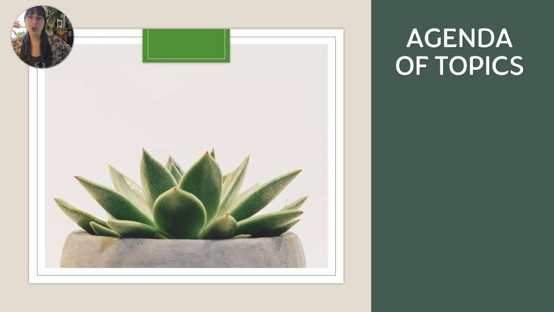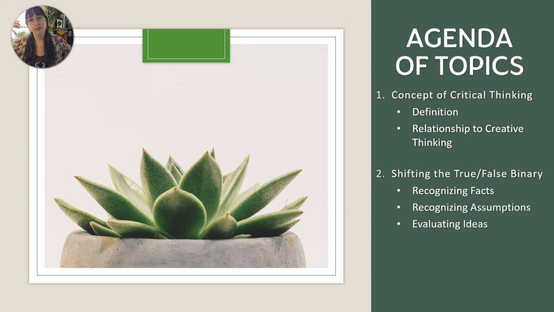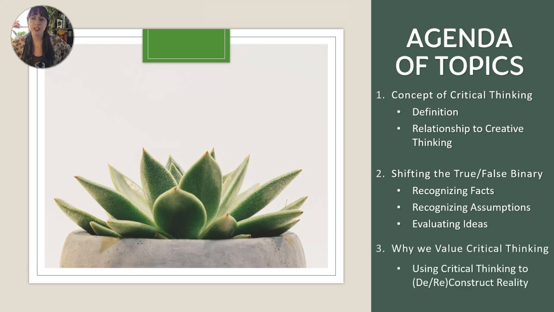Starting off, in this lesson, we're going to go over, first of all, the concept of critical thinking. So what is it? And look a little bit at its relationship to creative thinking. We're going to look at shifting that true-false binary, recognizing facts, recognizing assumptions, and evaluating ideas. And then we're going to finally finish with a discussion of why we value critical thinking.